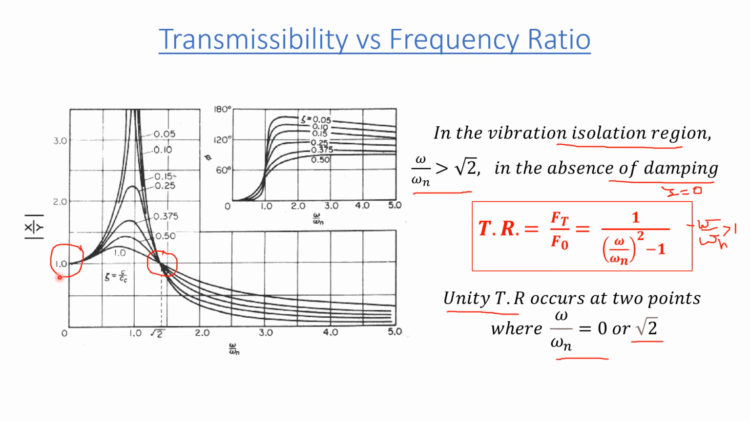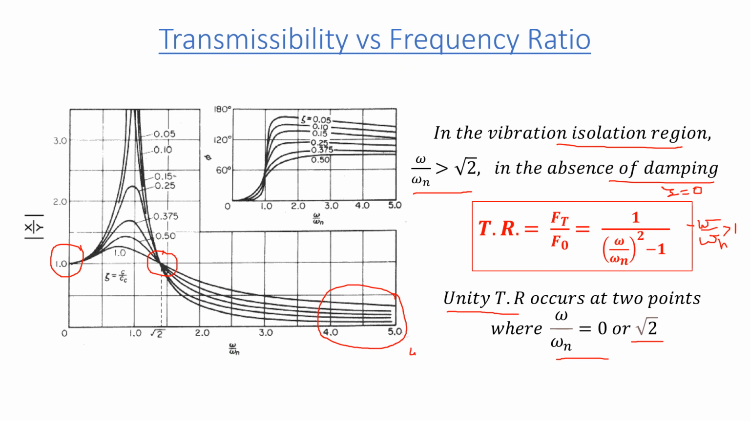Practically, the system has to run at a certain omega. So, if in the system omega by omega n is under root 2, again this will be unity. In between these two, the transmissibility will be higher than 1, and this region is to be strictly avoided.